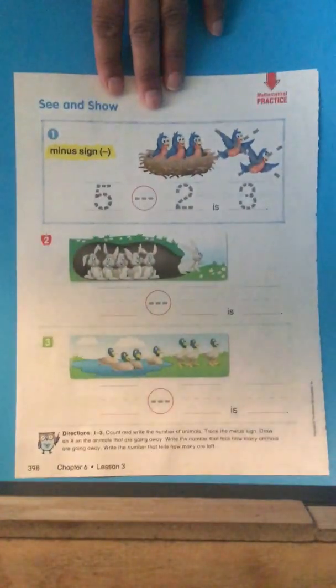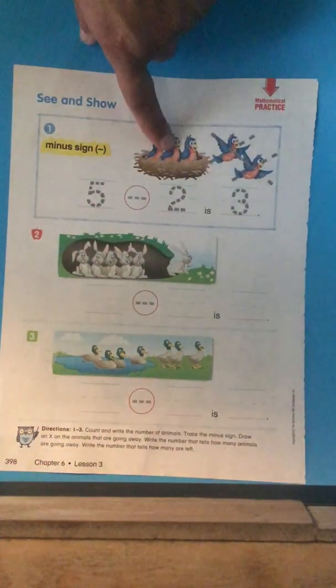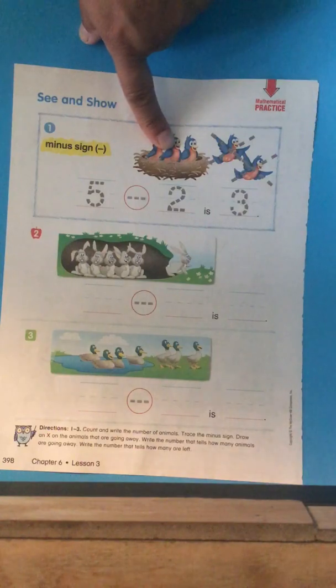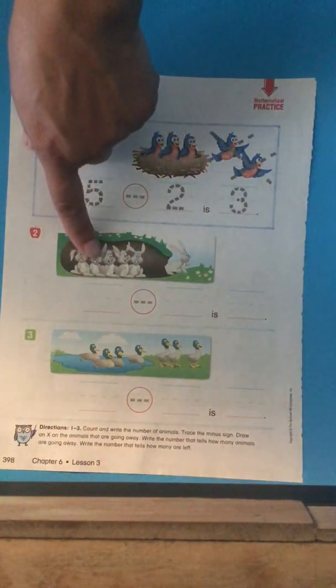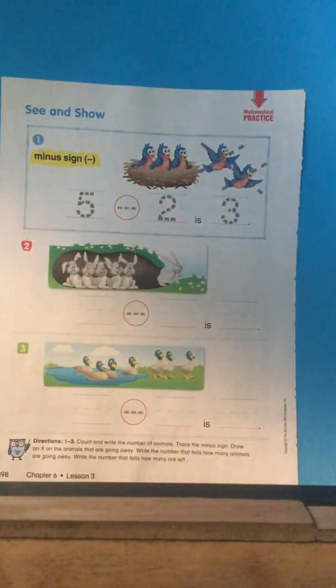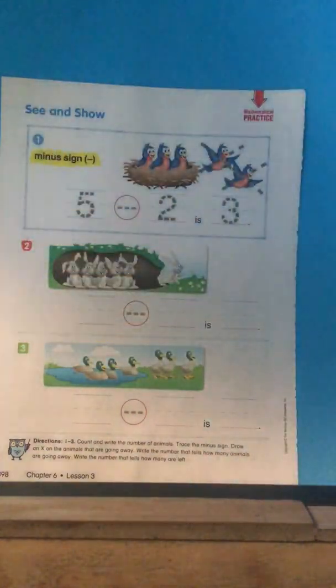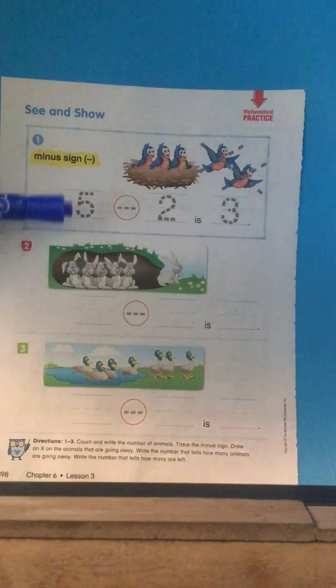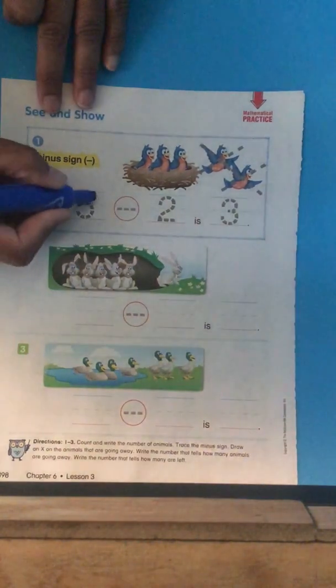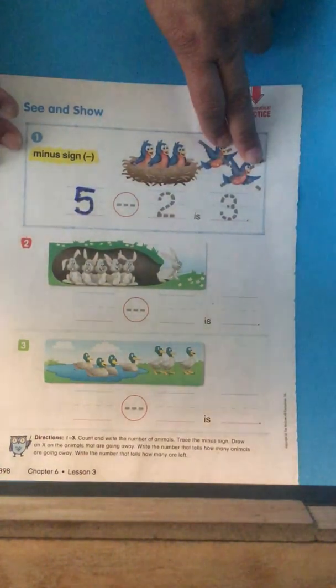And for your worksheet, boys and girls, they actually tell you the story here. So if you see birds, you need to make up your story. And if you see rabbits, you need to make up your rabbit story. Okay, so let me tell you a quick story. And remember, to show subtract, we have to do what? Make our X's. There are 5 birds sitting in the nest. 1, 2, 3, 4, 5. 2 flew away.